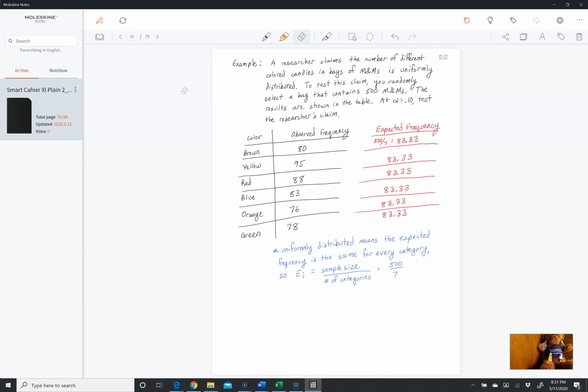Okay. So let's go through and do our hypothesis test. So first, it is a random sample. It says you randomly select. All of our E sub i are the same. They're all 83.33, so they're all greater than or equal to 5. Yes. Okay. H sub 0 is much nicer to write here.